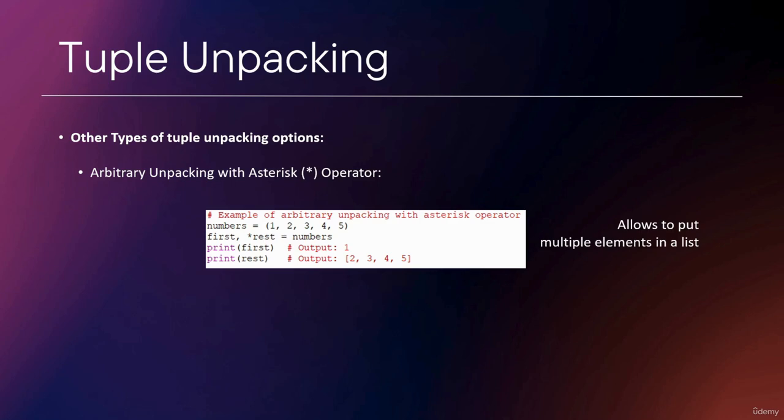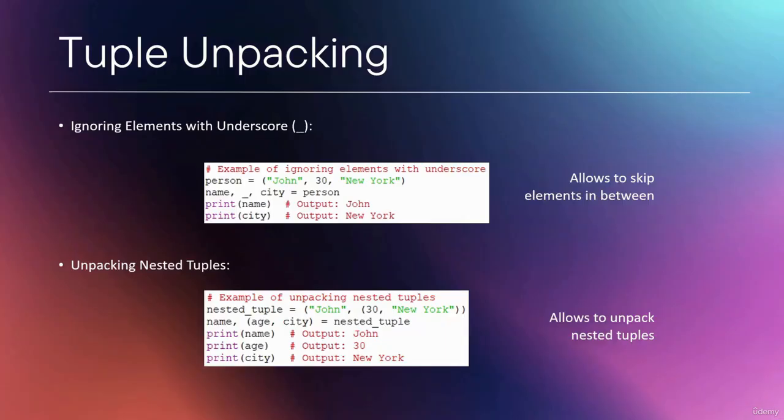Then we can also ignore some elements with the underscore. So for example, I only want the first and the last element in this case. I do not want the age. So instead of writing something in between, I will put an underscore. What that will do is tell Python to ignore the values in between and just give me the first one and the last one. So it allows us to skip elements in between.